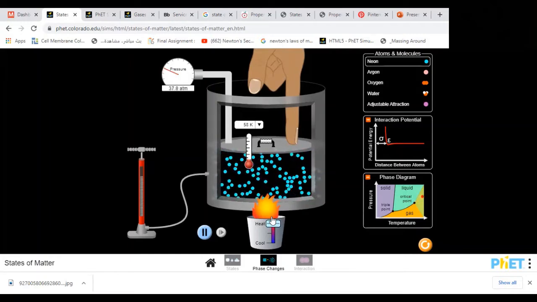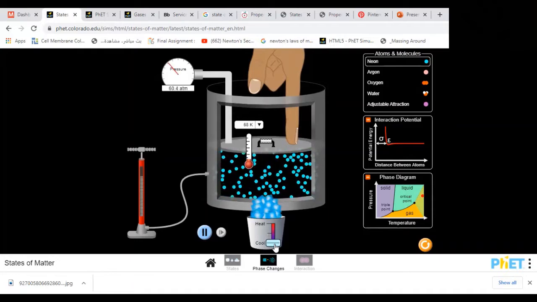Sublimation, from solid to gas directly. From gas to solid directly without being liquid in between: deposition.